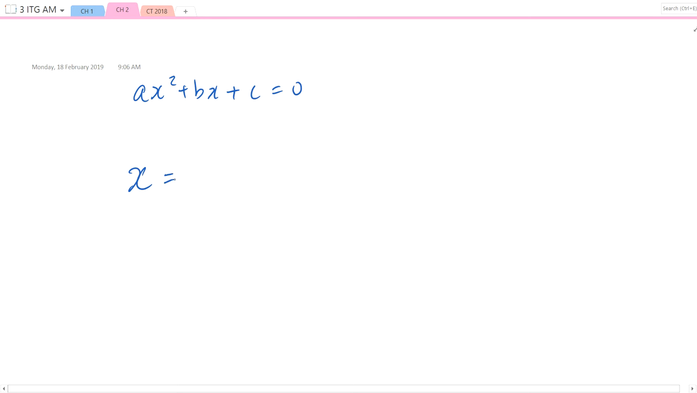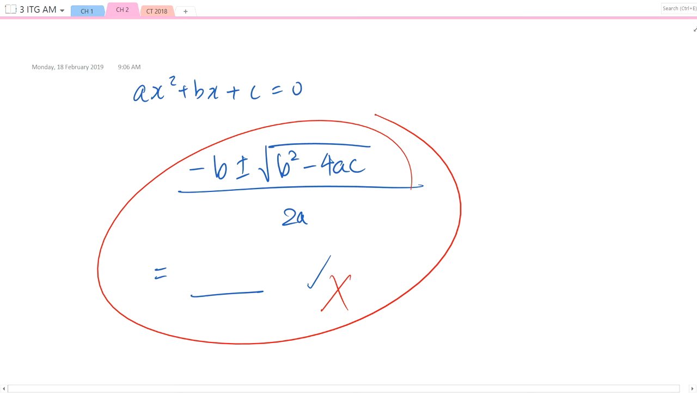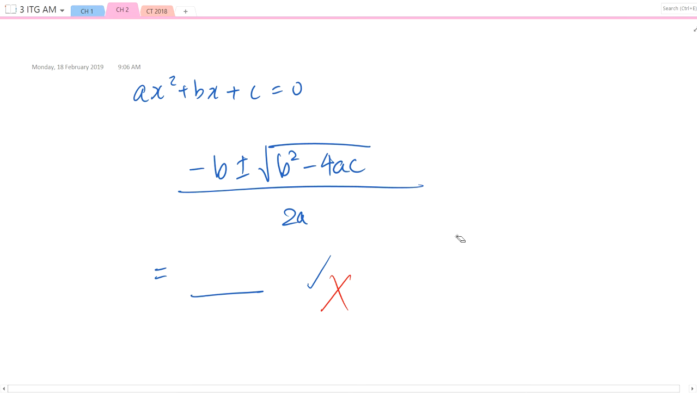x equals to, wait, how about this? Take a look. Minus b plus minus square root b squared minus 4ac over 2a. If you leave your working like this, and even if you manage to get a correct value of x, I will still mark it wrong. Okay, it's not exactly wrong, but I don't know what this is supposed to be. You like to leave the expression floating in the middle of nowhere. What is this supposed to be?